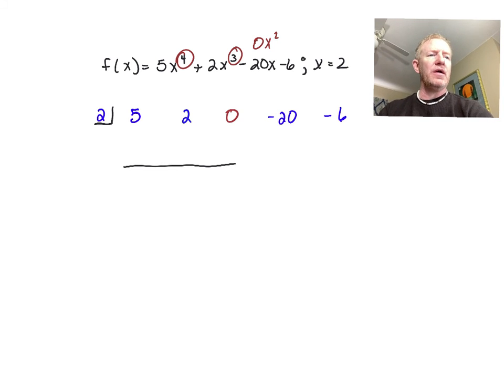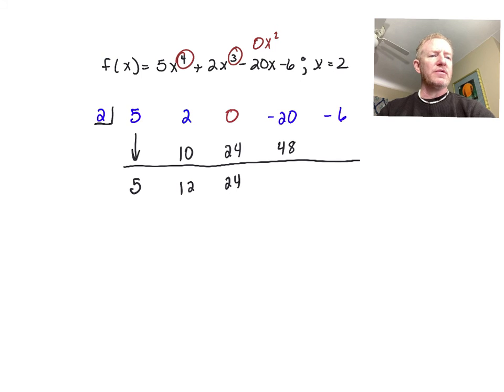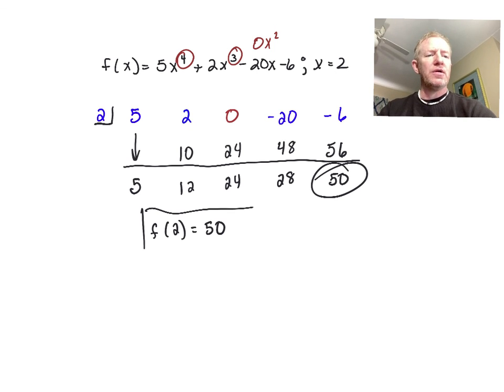Skip a line, draw a line, and let's go through it. Drop a 5, multiply, add. Multiply and add. Multiply, that's 48, and add, so that's 28. Multiply, 2 times 28 is 56. Add those, 50. There's my remainder. The f of 2 is equal to 50. Make sure you write that down at the very end, because it doesn't make sense if you just do this synthetic division and leave it like this. You need to write the f of 2, because that's what we wanted to find, is equal to 50.